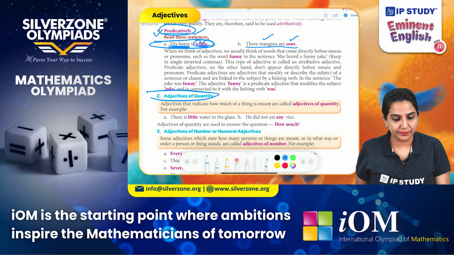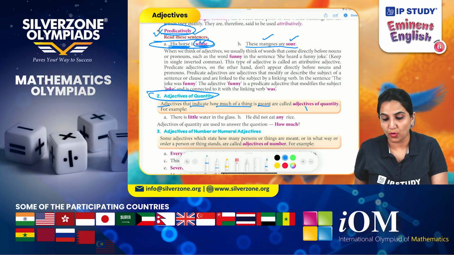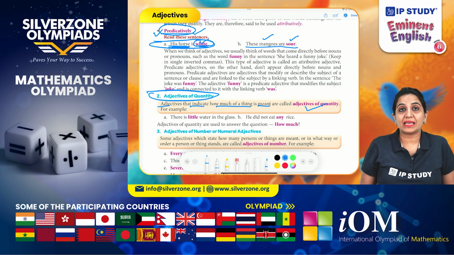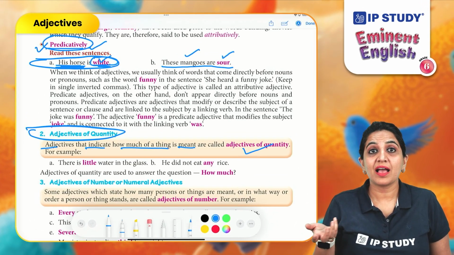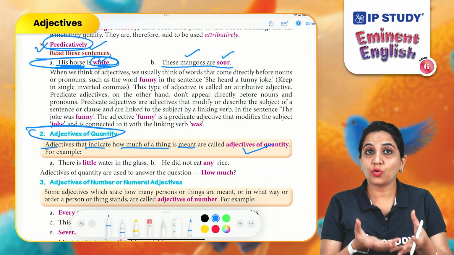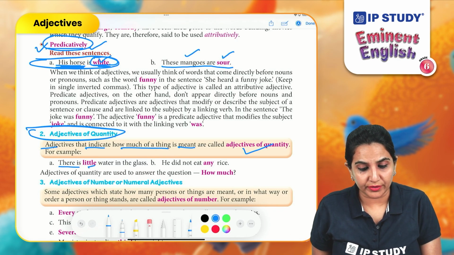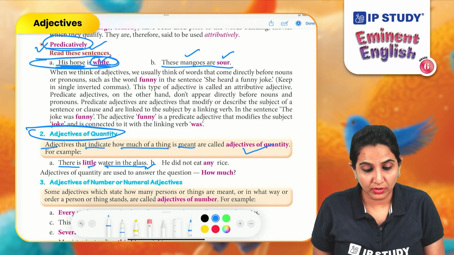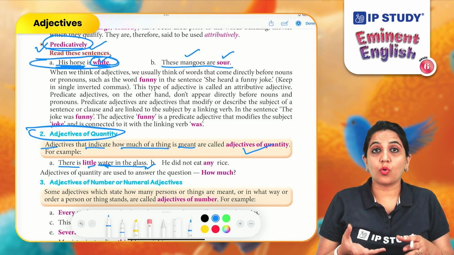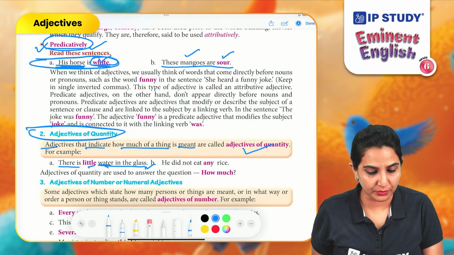Adjectives of quantity. Adjectives that indicate how much of a thing is meant are called adjectives of quantity. That means it refers to how much we are talking about. What is the quantity of something? Like, there is little water in the glass. So here you're describing the noun water, right? The quantity of water. So you are modifying water with the quantity, and that word is little.